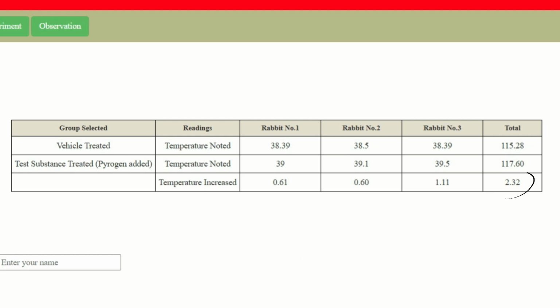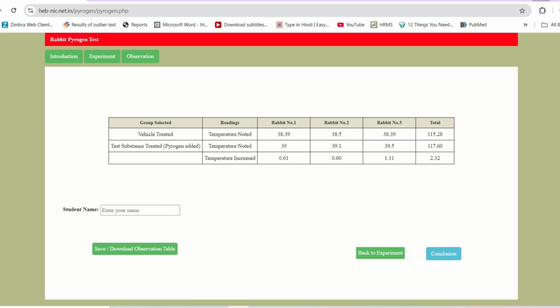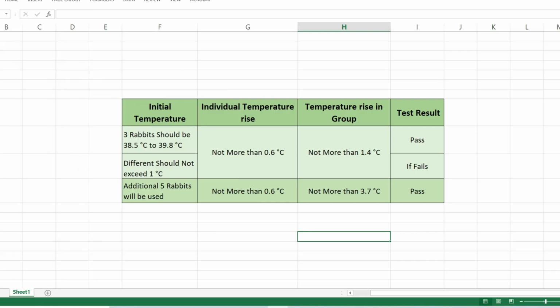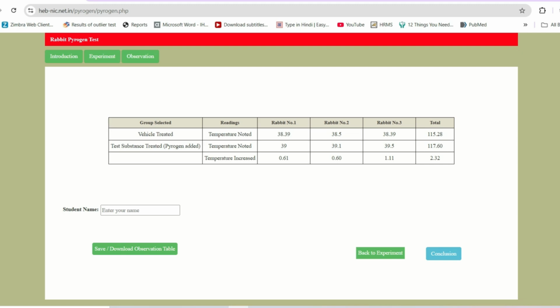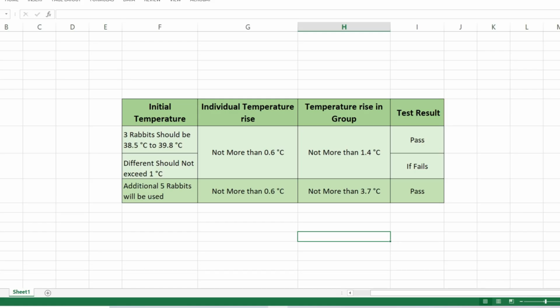So we will see the chart which we practice in the contract research lab, where we conduct real experiments. I will show you the chart. Here you can see the initial temperature of the 3 rabbits should be between 38.5 degrees Celsius and 39.8 degrees Celsius. After giving the drug, the temperature of individual animals should not rise more than 0.6 degrees Celsius over the control, and for all animals the rise is 2.32, but it should not be more than 1.4 degrees Celsius for the group. If it rises more than 1.4 degrees Celsius, it fails. If it is within the range, it passes the test.